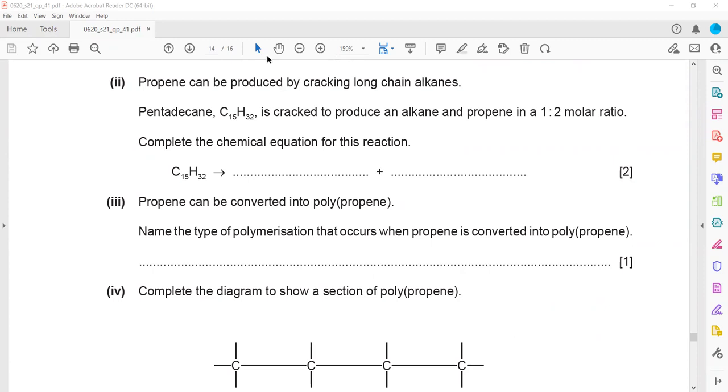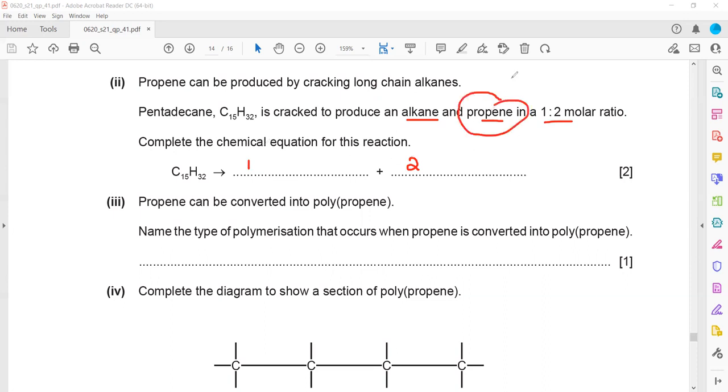The next part, propene can be produced by cracking a long chain alkane. So if we have a long chain alkane, we can make propene by cracking it. Pentadecane, which is C15H32, is cracked to produce an alkane and propene at a ratio of 1:2. It produces 2 molecules of propene and 1 molecule of another alkane.